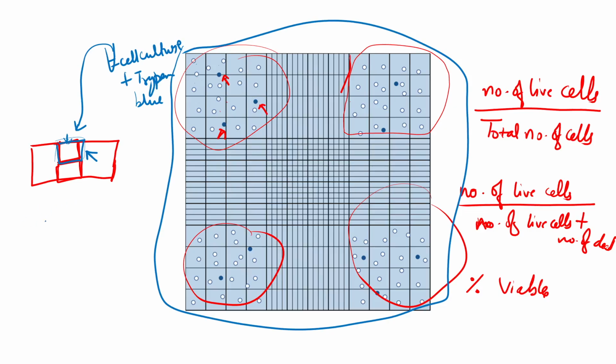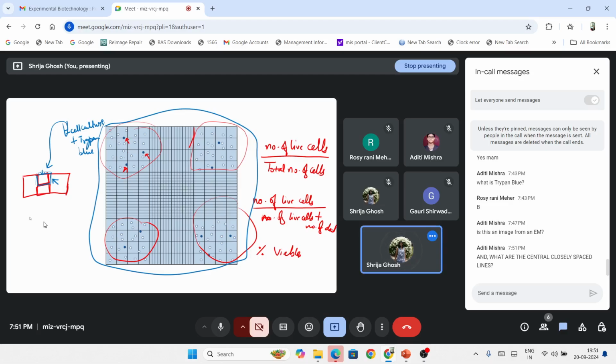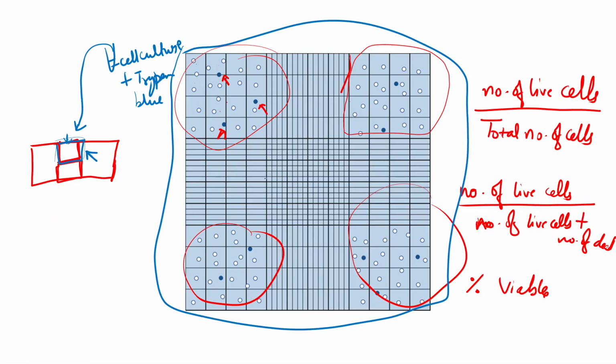You can actually do it in the inverted microscope also, because mostly in cell culture labs you will find an inverted microscope present. So people generally do it under the inverted microscope only. And what are the central closely spaced lines? Okay, so these lines you mean, right?